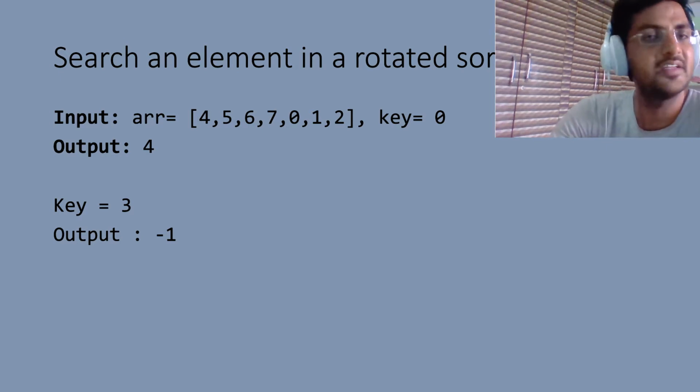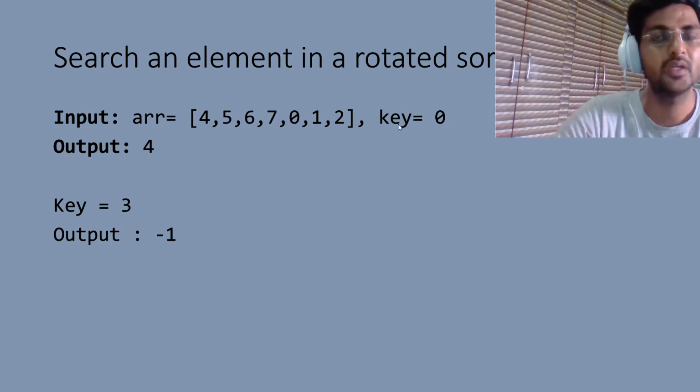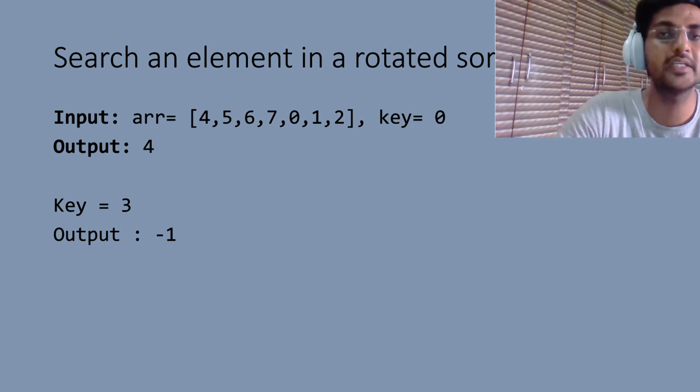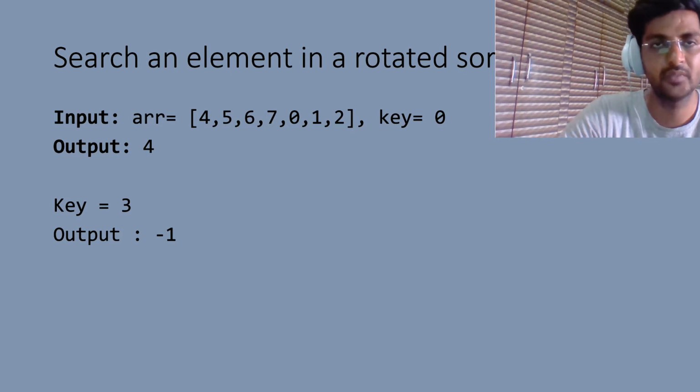In binary search, generally we get the middle element and compare our key with it. If the key is greater, we go for the right side. If the key is smaller than the middle, we go for the left side. Here, what logic do we need to modify? Let's say we got the middle element. We are not sure whether our middle element comes in the range from 4 to 7, or from 0 1 and 2.